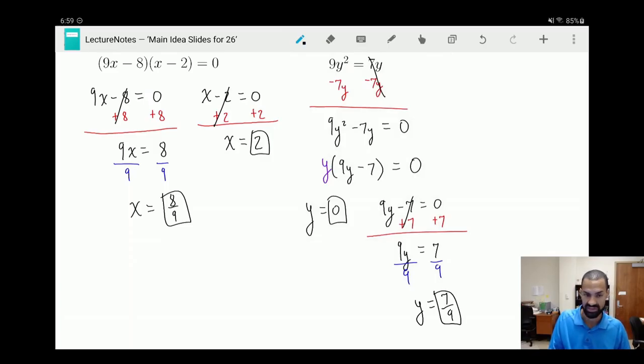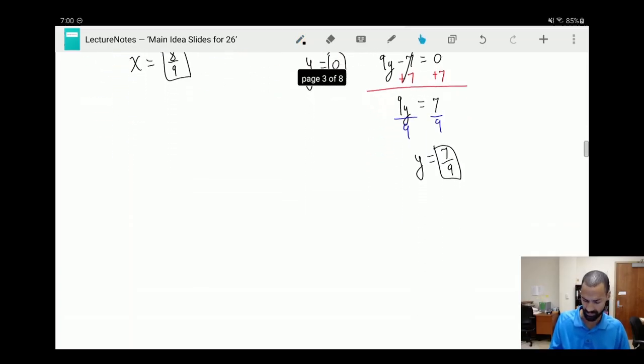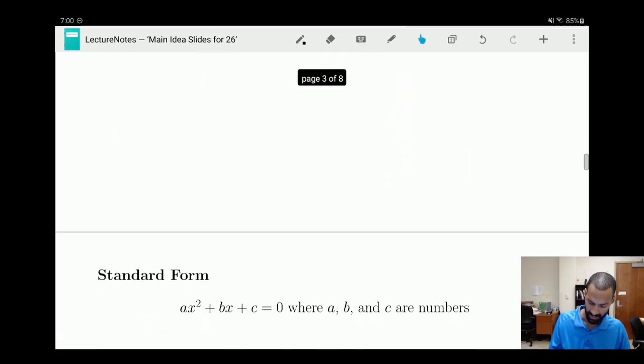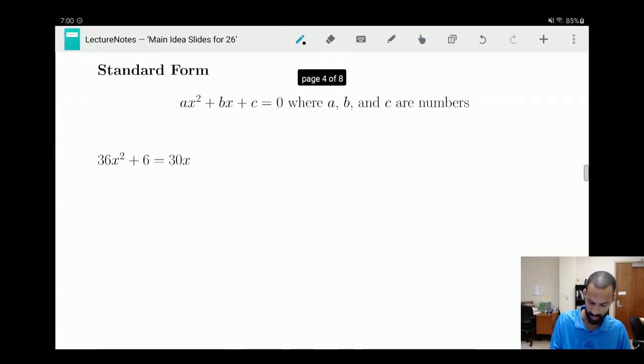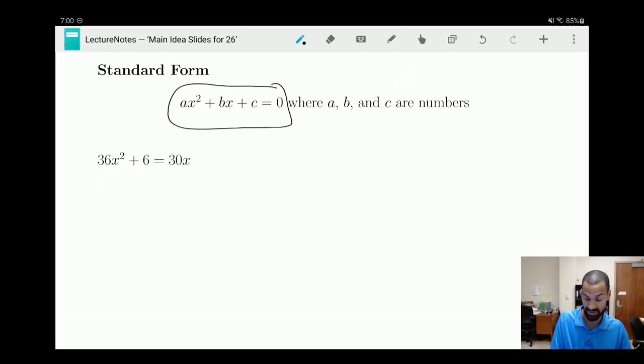Okay, it's typical for a quadratic to have two solutions. Okay, it's possible that you get the same solution twice, but that doesn't happen as often. Okay, anyway, so those are some pretty straightforward problems. I want to point out real quick, when I refer to a quadratic equation in standard form, I'm talking about this. It's ax squared plus bx plus c equals 0. So in other words, you have your x squared, you have your x, you have your constant term, and it all equals 0.